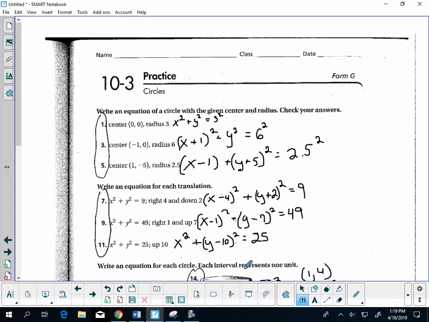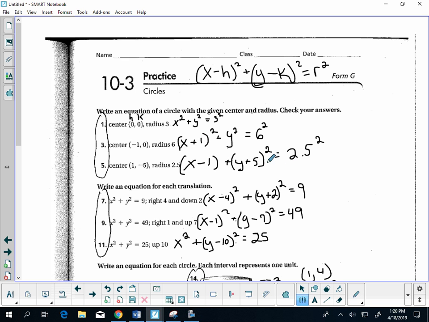All right, this one we did the circles. Your formula is (x − h)² + (y − k)² = r². And it's just a matter of plugging in your h and your k. Your h and your k are your center, and h is the first, your x-coordinate, k is your y.